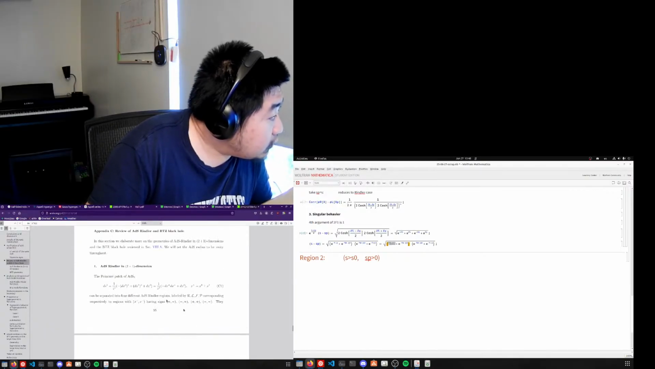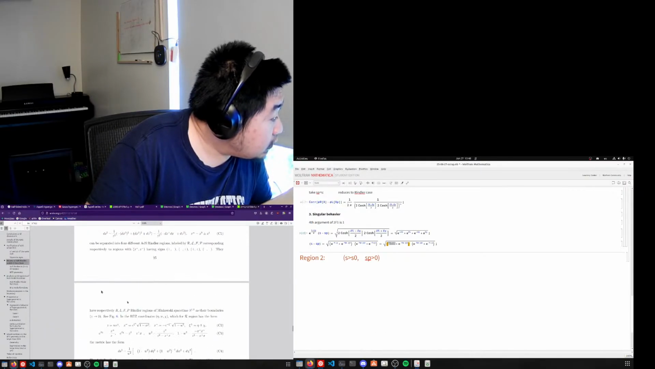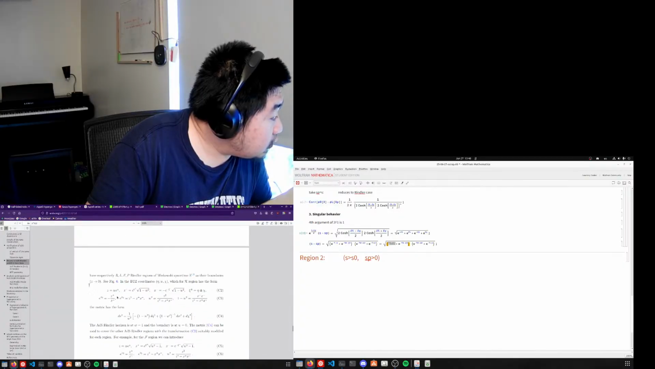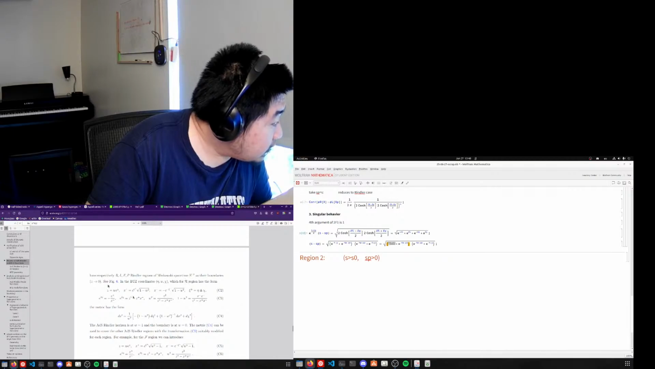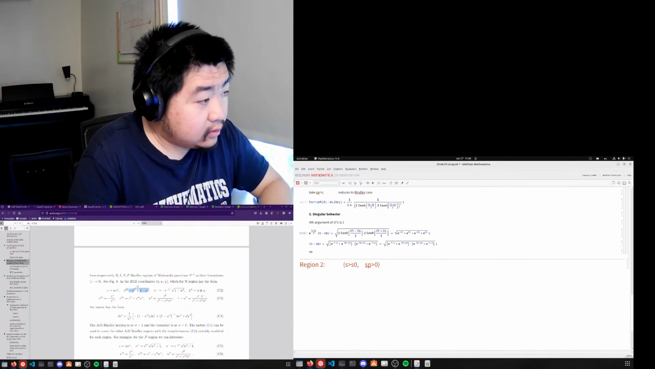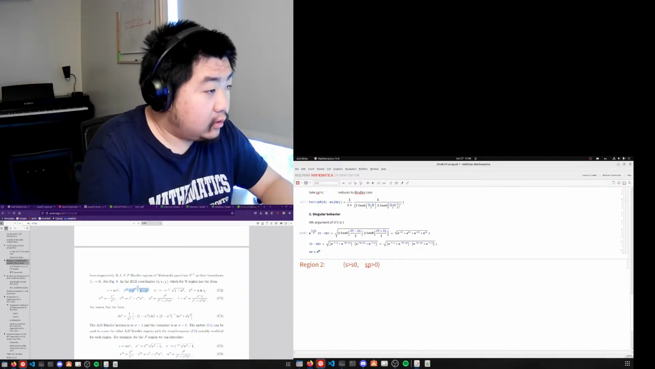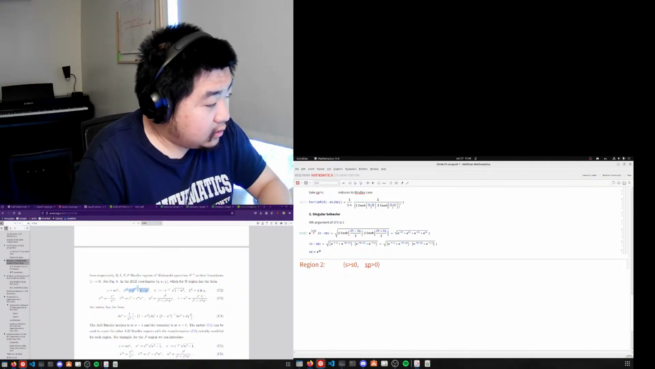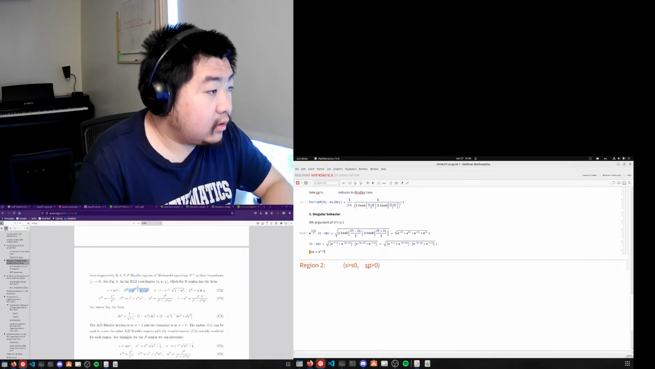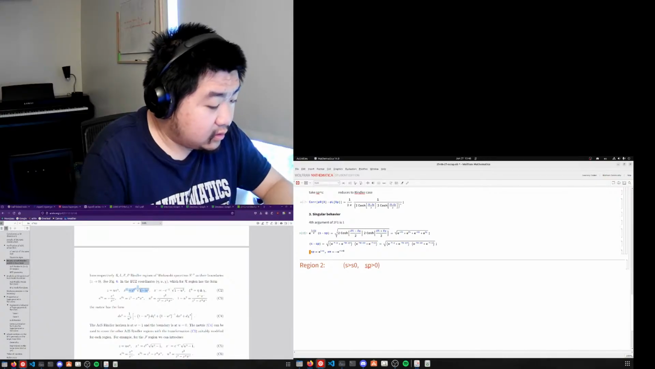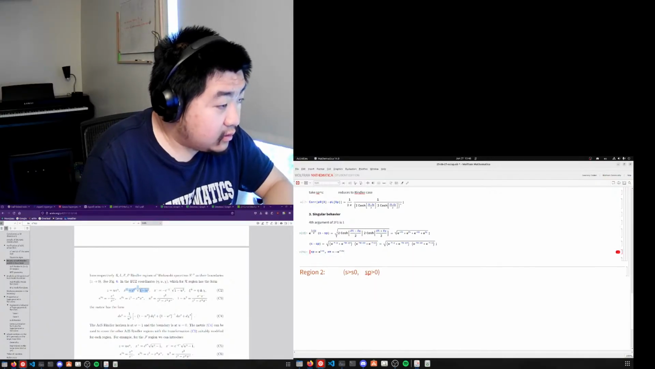Right. The R region. So x plus equals e to the t plus chi, and x minus equals minus e to the minus t plus chi, right? At least on the boundary.